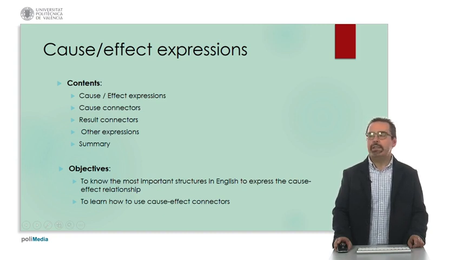The objective of the learning object is to know the most important structures, grammatical constructions in English to express this very important relationship between the cause and the effect or result, and also to learn how to use correctly, in proper English, the cause and effect connectors.